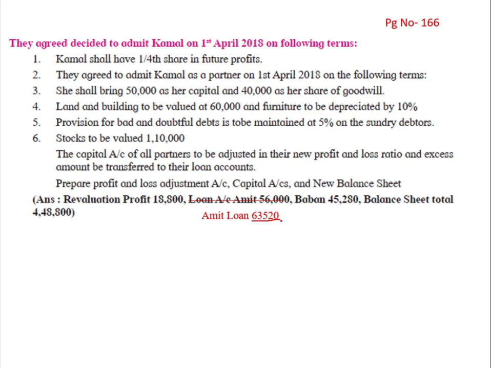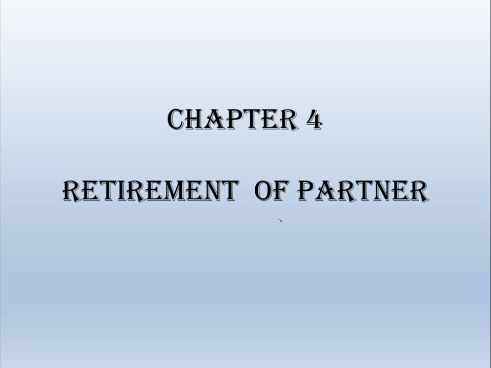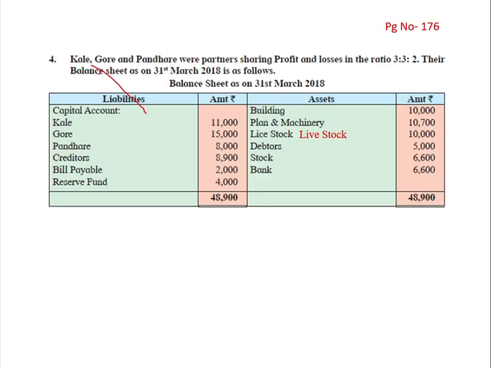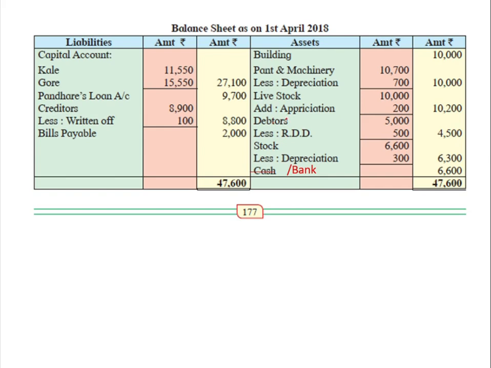Now we'll move to the next. Chapter number 4, retirement of partner. Kale, Gore, Pradnya. So see here, just a spelling mistake. LICE is given instead of LIVE. Write here LIVE, livestock. And here make a plant. Here they have given plant and machinery. It should be T, plant and machinery. Next one, put here bank instead of cash.